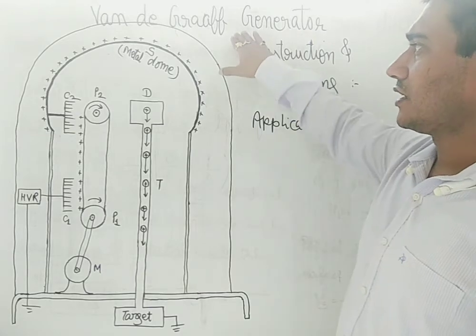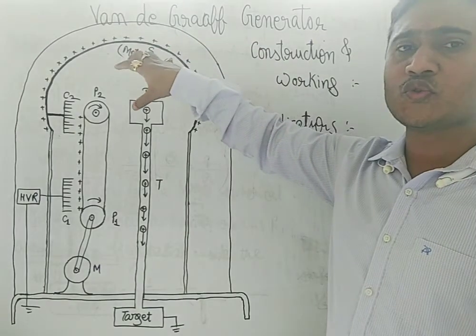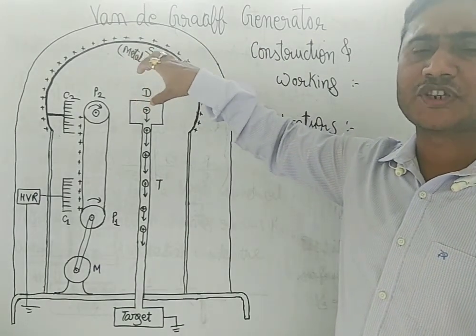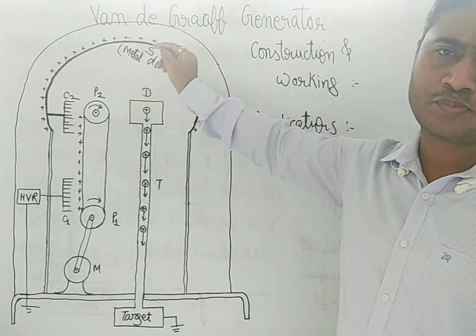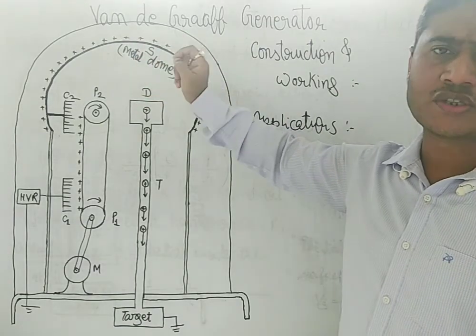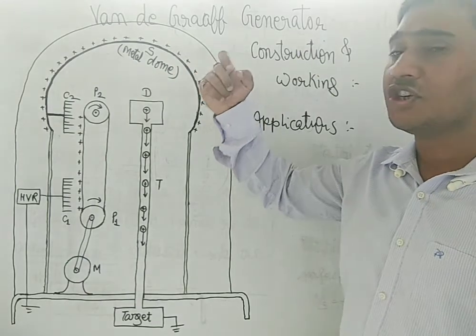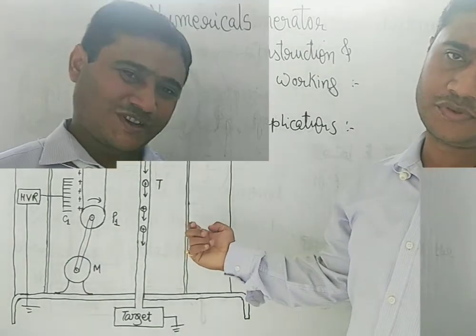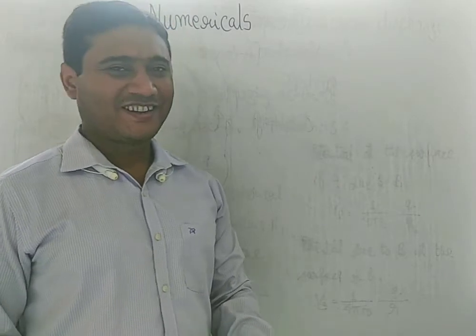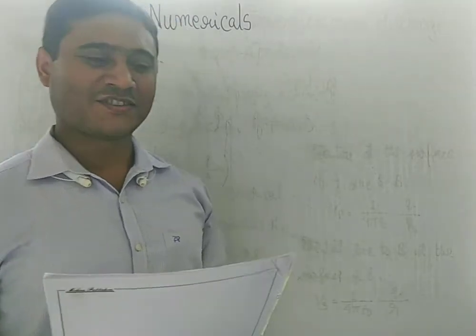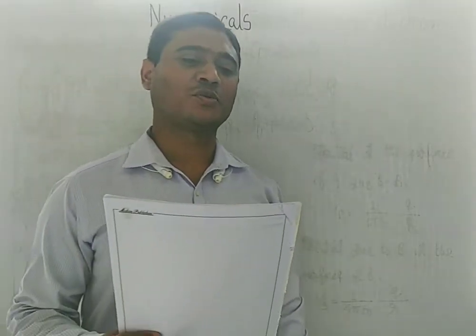We can say the Van de Graaff generator is generally used to accelerate positive charges, positive ions like protons, deuterons, alpha particles, etc. for the nuclear disintegration purpose. Okay, students, so let's have chapter numericals. First question, I'm just reading it out.